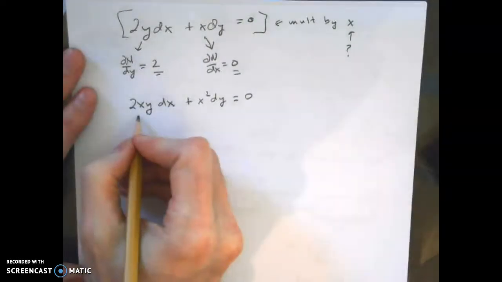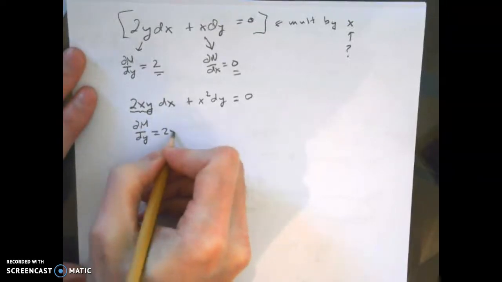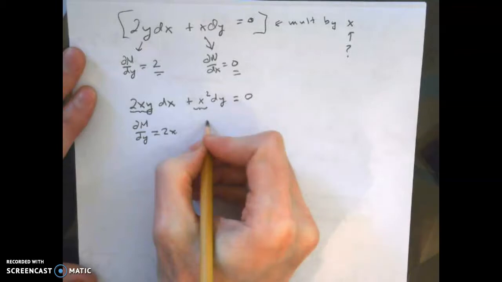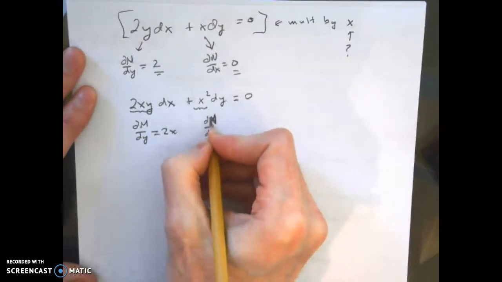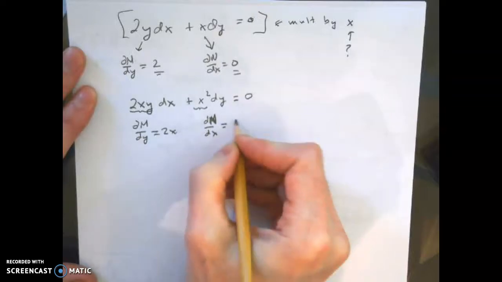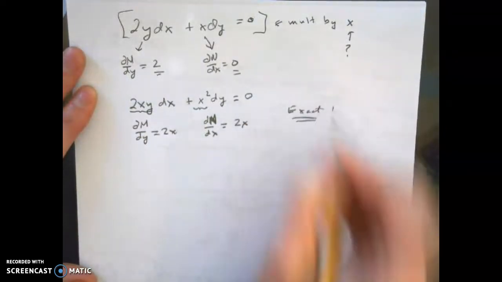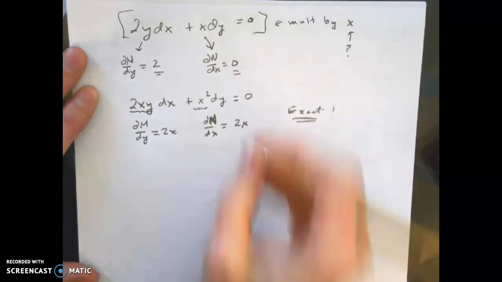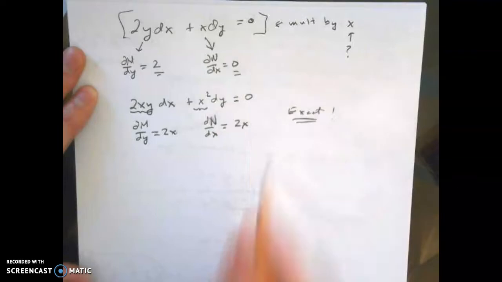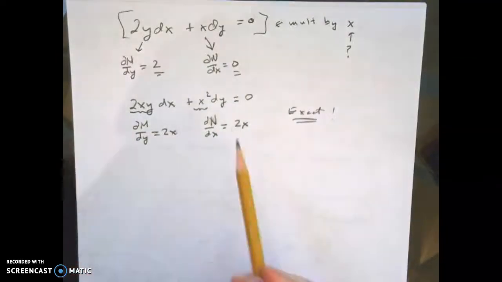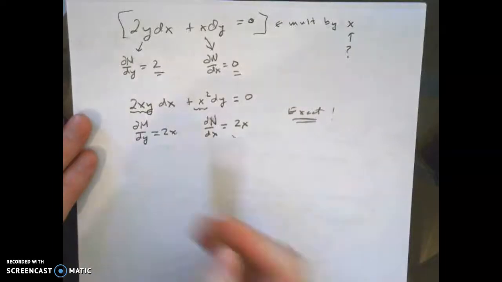Now let's see if it's exact. So this thing's our M. dM/dy would equal 2x. And dN/dx, sorry, that's an N. dN/dx would be equal to 2x also. Okay, so now it's exact. And since it's exact now, we can use the same procedures, and we could find our potential function f, set equal to C, and that would be our solution to this differential equation.